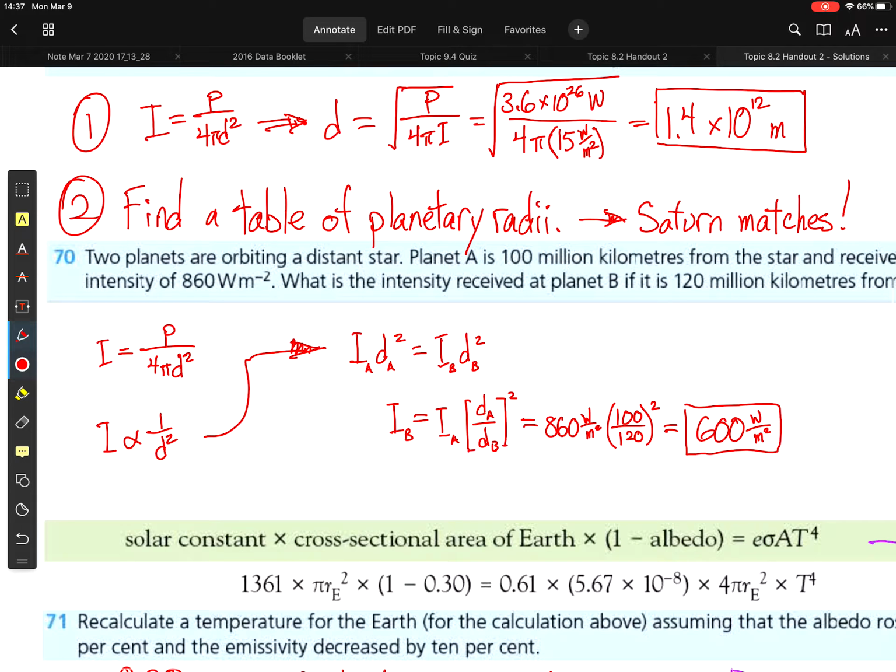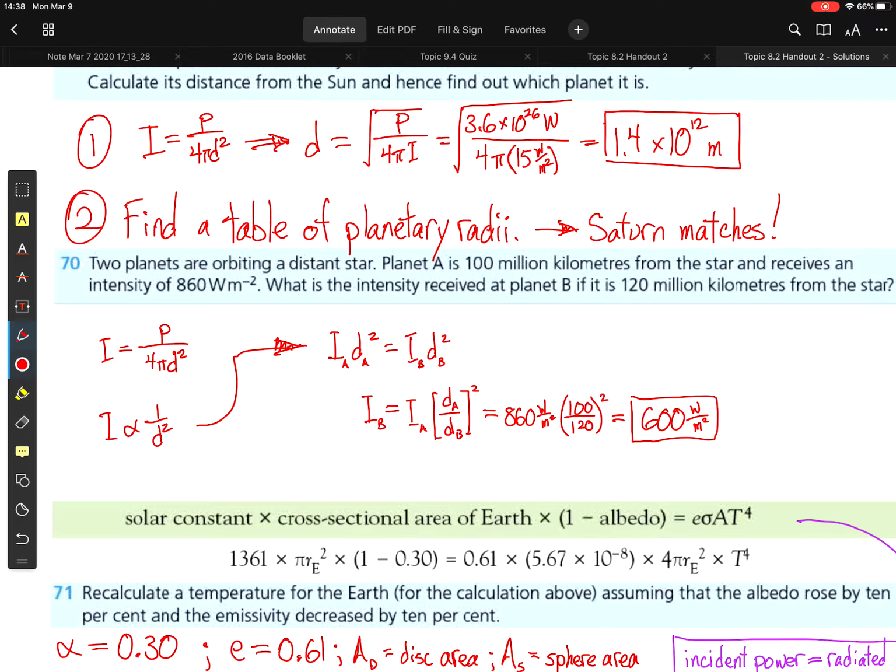Okay, 72. Planets are orbiting a distant star. Planet A is 100 kilometers from the star and receives an intensity of 860 watts per meter squared. What is the intensity received at planet B if it is further away?